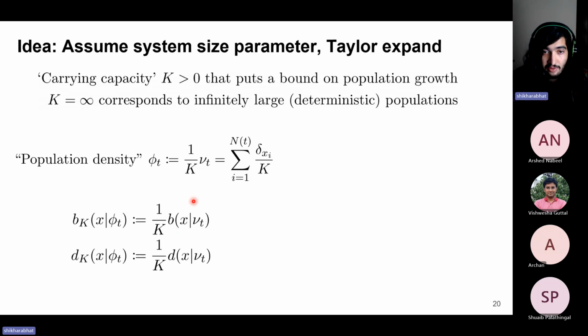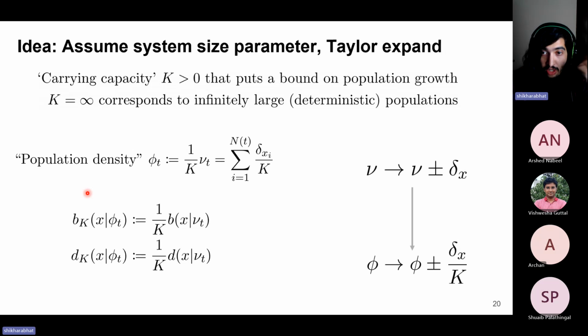That is, this b of x given nu is order k, such that if I scale it down by k, I get an order 1 function. So that the population density, if I integrate over the entire trait space, remains of order 1. What we are doing here is, just like we did for discrete traits, we are moving from a population that transitions in units of a Dirac delta to a population that transitions in units of a Dirac delta scaled by k. And the hope is we can approximate this by something continuous. Can we? Well, we can try.